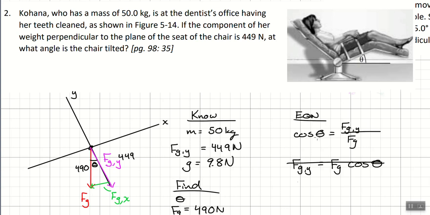Could I solve this for theta right here? Yeah, I probably should have just done that. By doing what to each side? The arc cosine. And then, instead of doing FGY over FG, I know it's 449 over 490. And I bet you get 26.1, I think. Do we get 26.1? What do we get? 23.6?